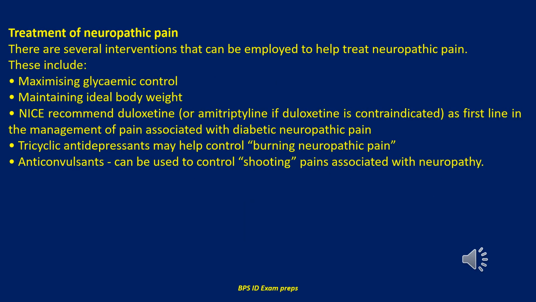We will now discuss the treatment of neuropathic pain. There are several interventions that can be employed to help treat neuropathic pain. These include 1. Maximizing glycemic control, 2. Maintaining ideal body weight, 3. NICE recommend duloxetine or amitriptyline if duloxetine is contraindicated, as first line in the management of pain associated with diabetic neuropathic pain. 4. Tricyclic antidepressants may help control burning neuropathic pain, and 5. Anticonvulsants can be used to control shooting pains associated with neuropathy.